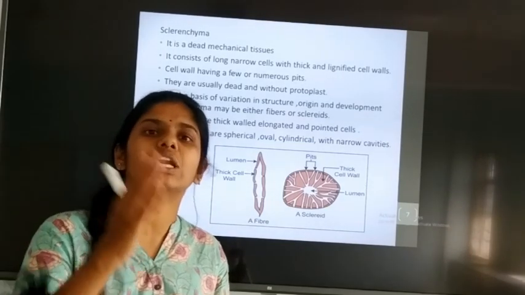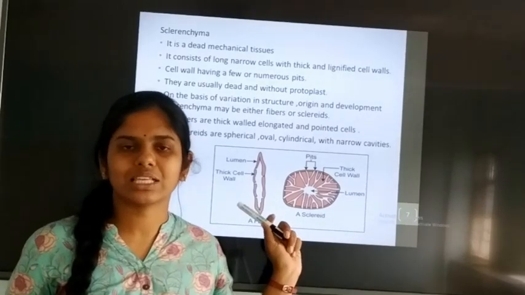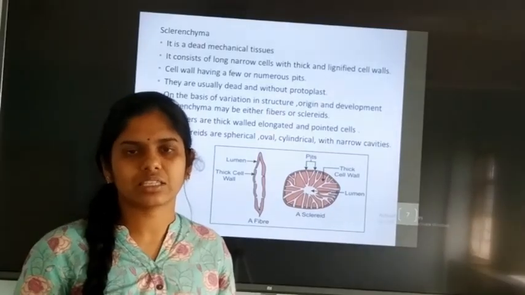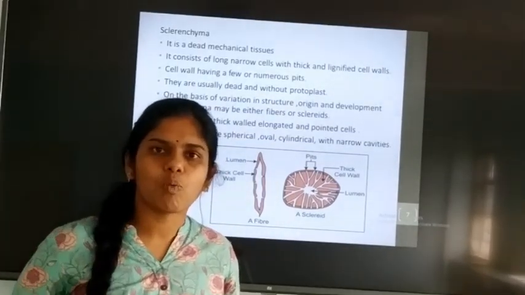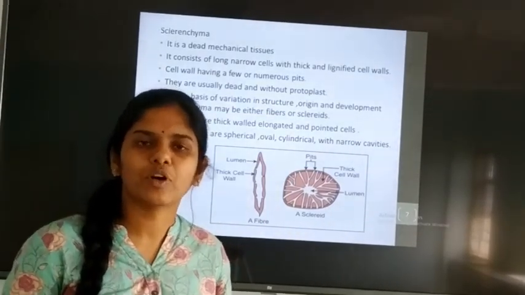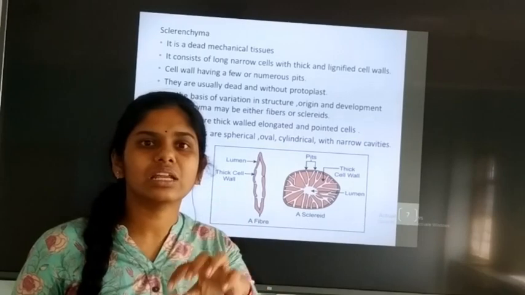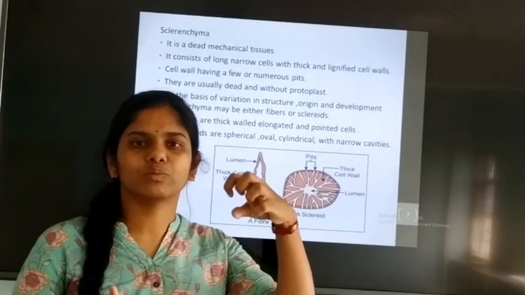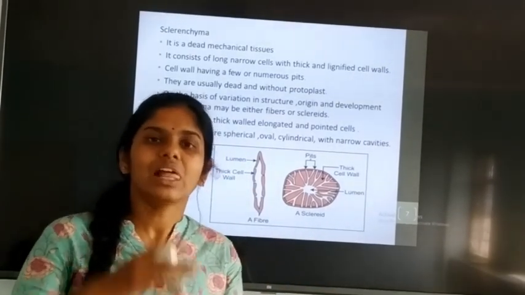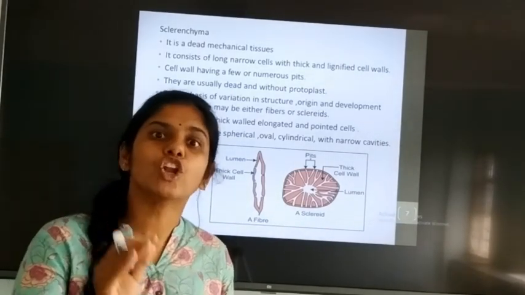Why does it become non-living when mature? Because it has a thick cell wall, called lignified thickenings. Lignified thickenings means the cell wall is deposited with lignin. When lignin is deposited in the cell wall, it consumes the protoplasm. So that's why the mature sclerenchyma is called a dead tissue or a non-living tissue.